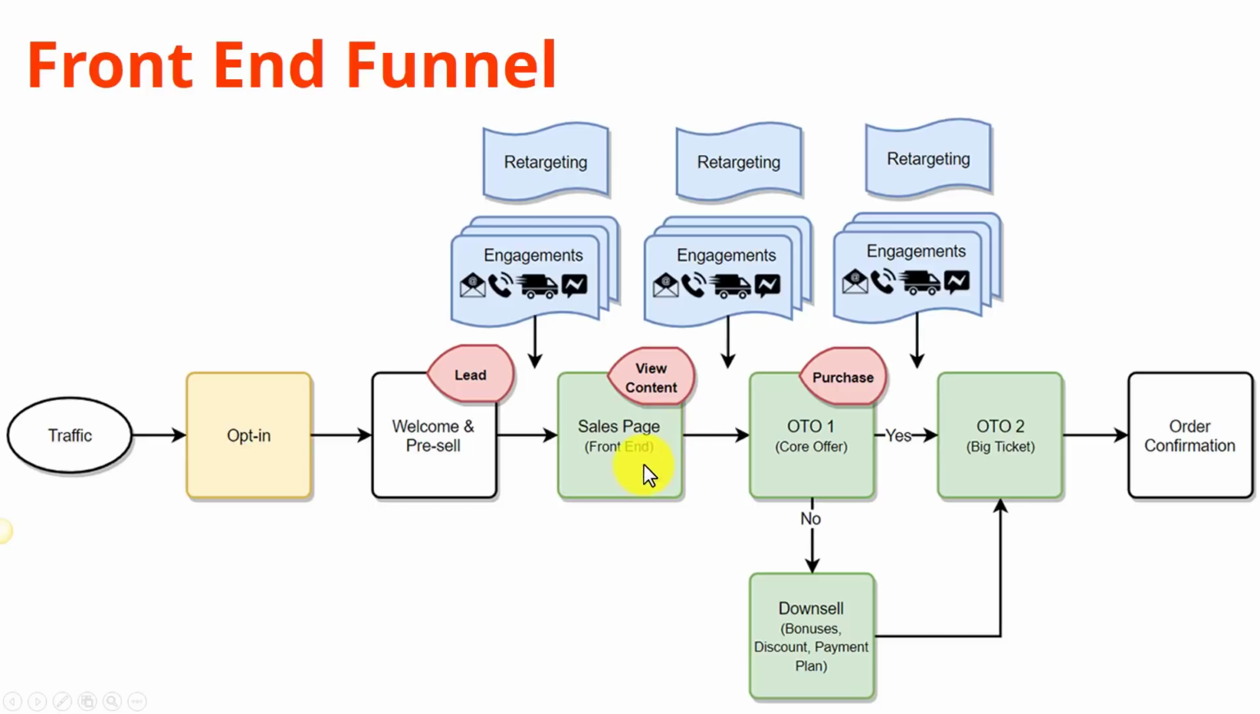They buy the front end product but they don't buy OTO number 1, you could go ahead and engage with them some more to try and sell OTO number 1, and same thing with OTO number 2 right here. And you can use all sorts of different engagements and retargeting ads to just pull people through the funnel and really increase conversion rates.